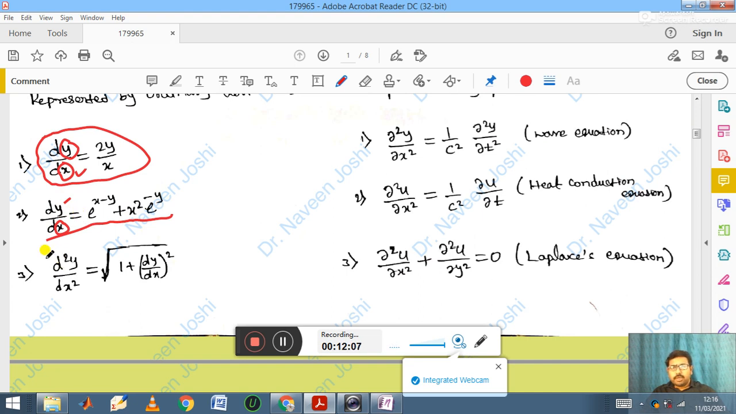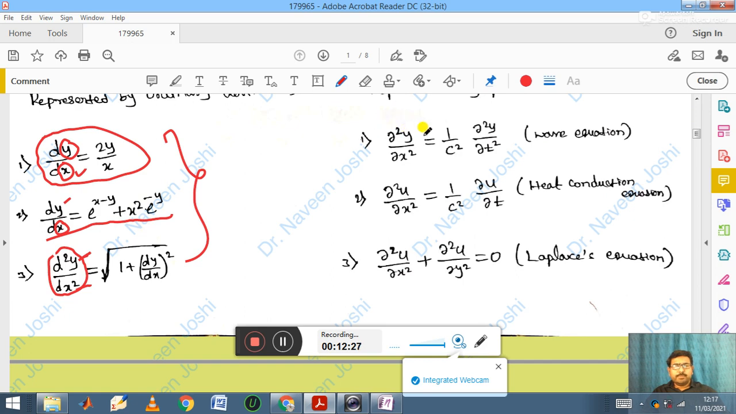Go to the third example. d square y by dx square equals square root of 1 plus dy by dx whole square. Here also there is one dependent variable and one independent variable. So this is about ODEs, ordinary differential equations.